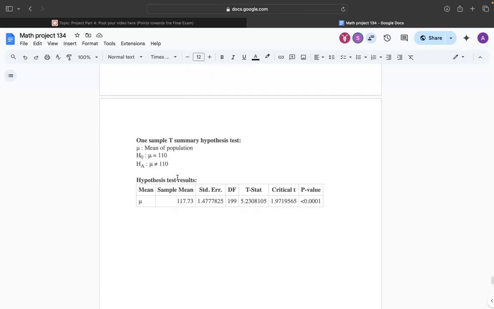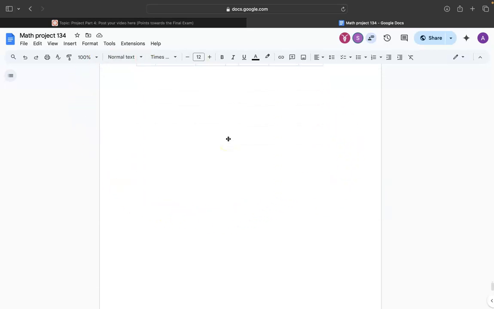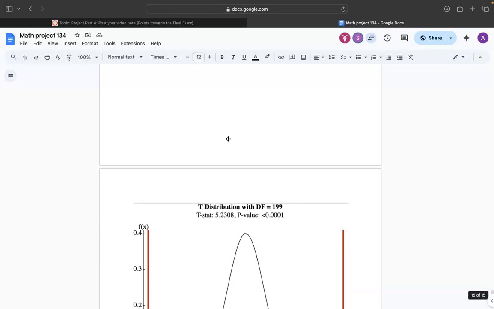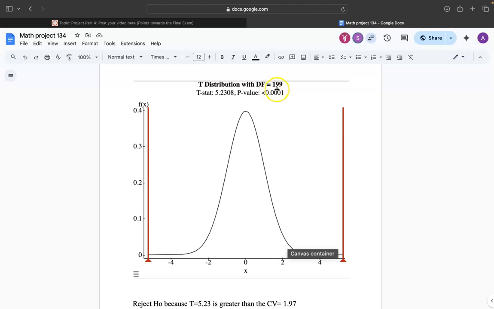As we make our way down, you can see our T summary hypothesis test. For our H0 and HA, we took this from StatCrunch. As we move forward, we have our T distribution with the df equals 199. The T-stat is going to be 5.2308, and the p-value is going to be 0.0001.